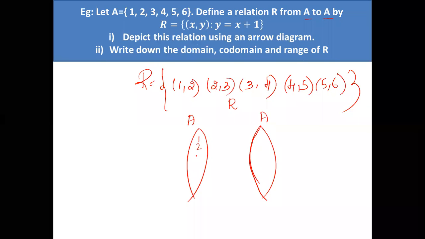1, 2, 3, 4, 5, 6. Here also you write the elements in A. 1, 2, 3, 4, 5, 6. Okay. Now you mark according to the relation.